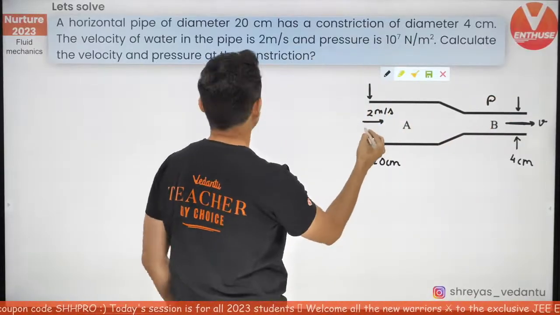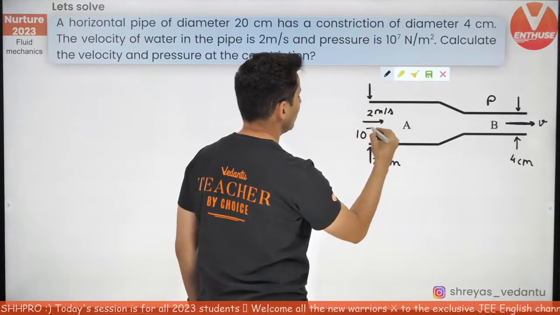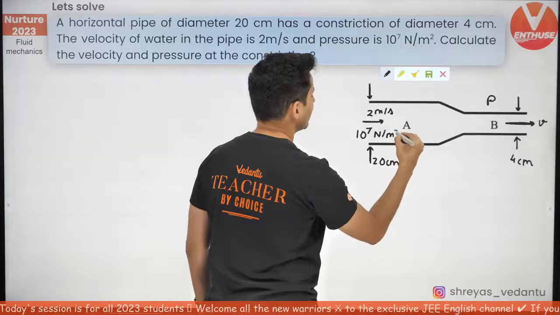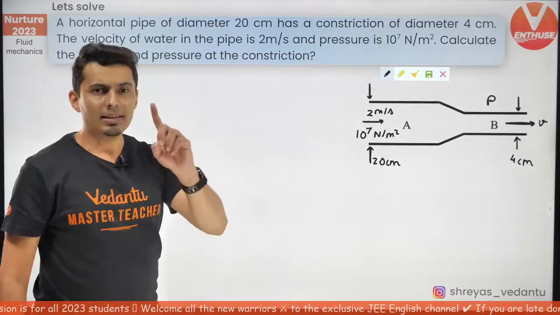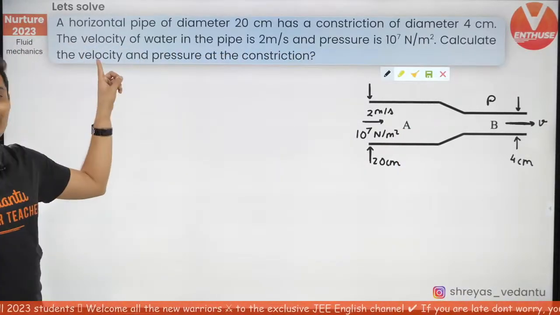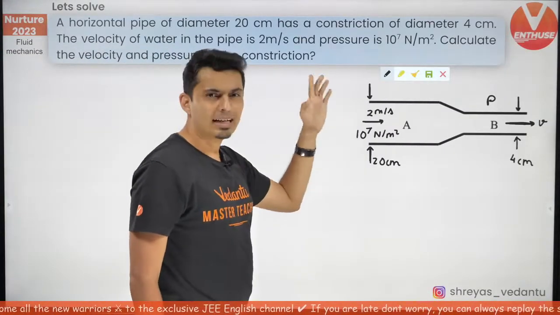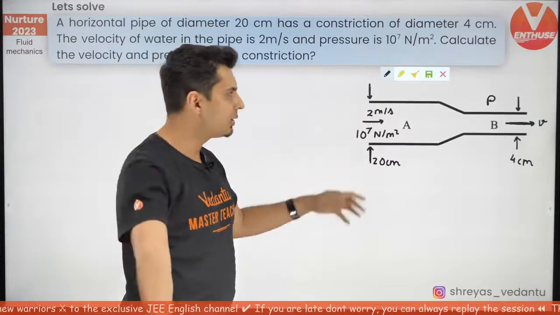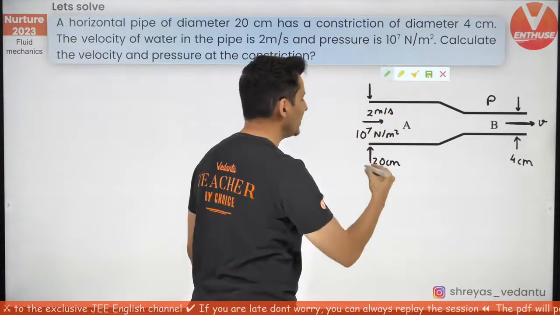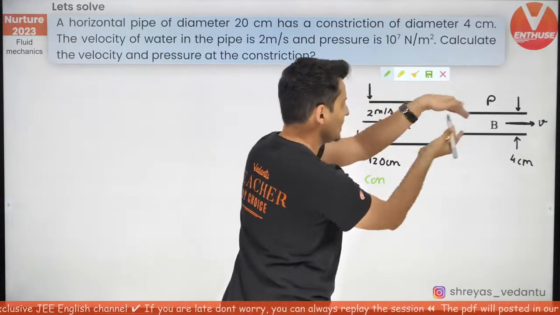I don't know, but the pressure at this point is 10 to the power 7 Newton per meter square. I think I can find out the speed very easily. What do I need to do to find out the speed? Think about it. What is that equation that you need? Continuity equation, right? Just use the continuity equation, because this is a continuous flow in a pipe.